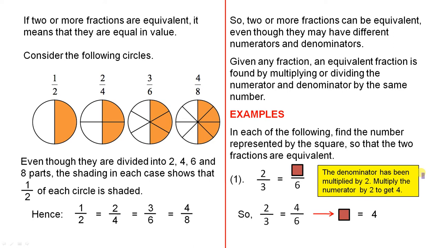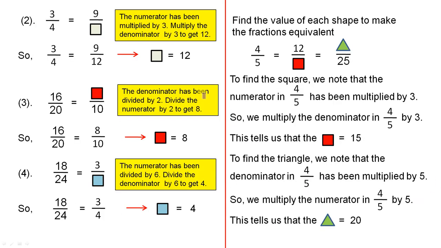We note that the denominator has been multiplied by 2, 2 3s are 6. Multiply the numerator by 2 to get 4. So 2 2s are 4, which gives us that the square equals 4. So 2 over 3 equals 4 over 6. Next, 3 over 4 equals 9 over the square.